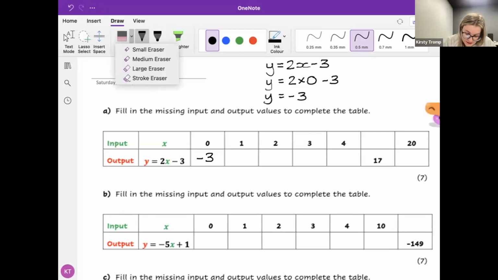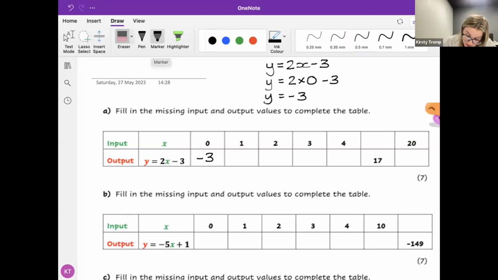All right, let's go try our next one. So this time, X is going to be equal to 1. I'm going to have the exact same sum, but instead of x being equal to 0 this time, x is going to be equal to 1. So I'm going to have 2 times 1 is 2, and 2 minus 3 gives me negative 1. So in my block, I'm going to say minus 1.